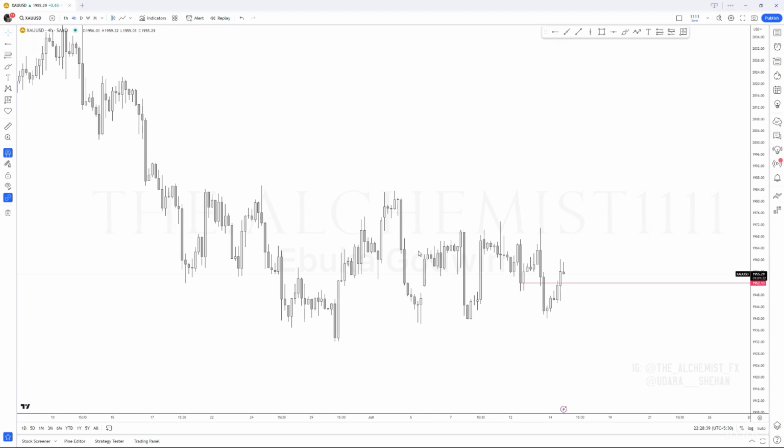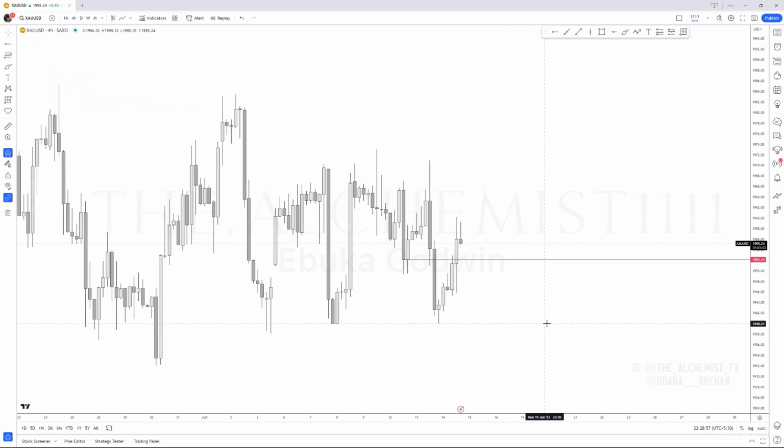Next question is, I see you do refinement, right? When you refine the H4, how far in terms of pips does it have to be? In my opinion, a 25 to 30 pip refinement is perfect. Okay, a 25 to 30 pip refinement is perfect.